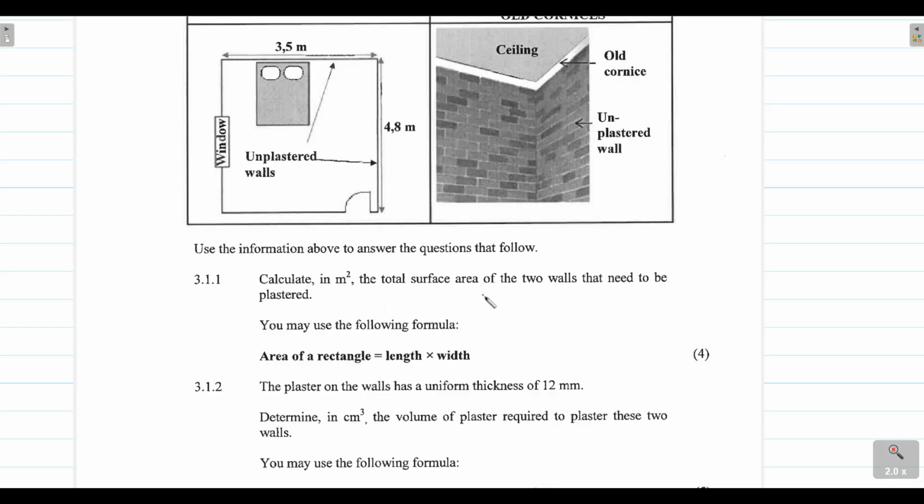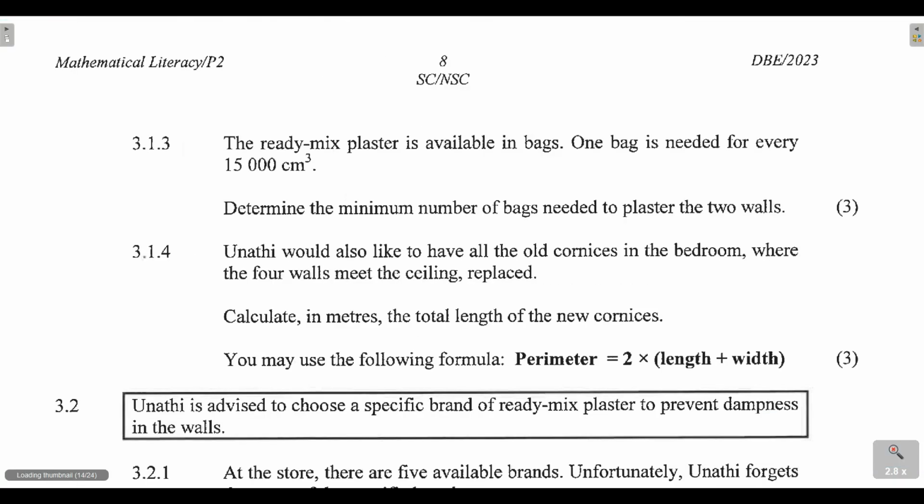In this case, we want to determine the total surface area. So that is what we're going to be highlighting, the total surface area of the two walls. In other words, we want to determine the area of one wall, and the area of the other wall, and then we're going to add up those two areas together to get the total surface area of the walls that need to be plastered. So what are we going to use to determine the total surface areas of these walls? Let's just write down our approach.